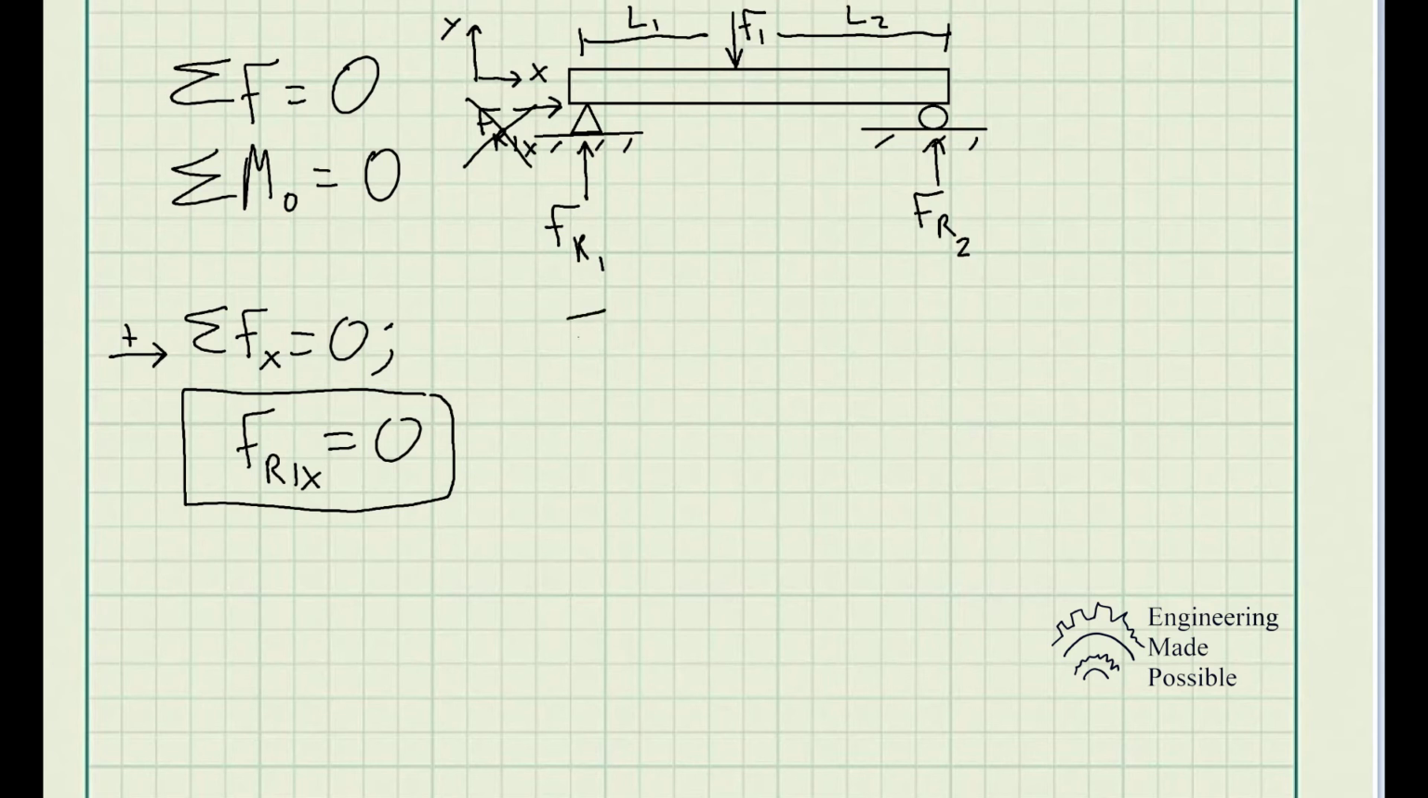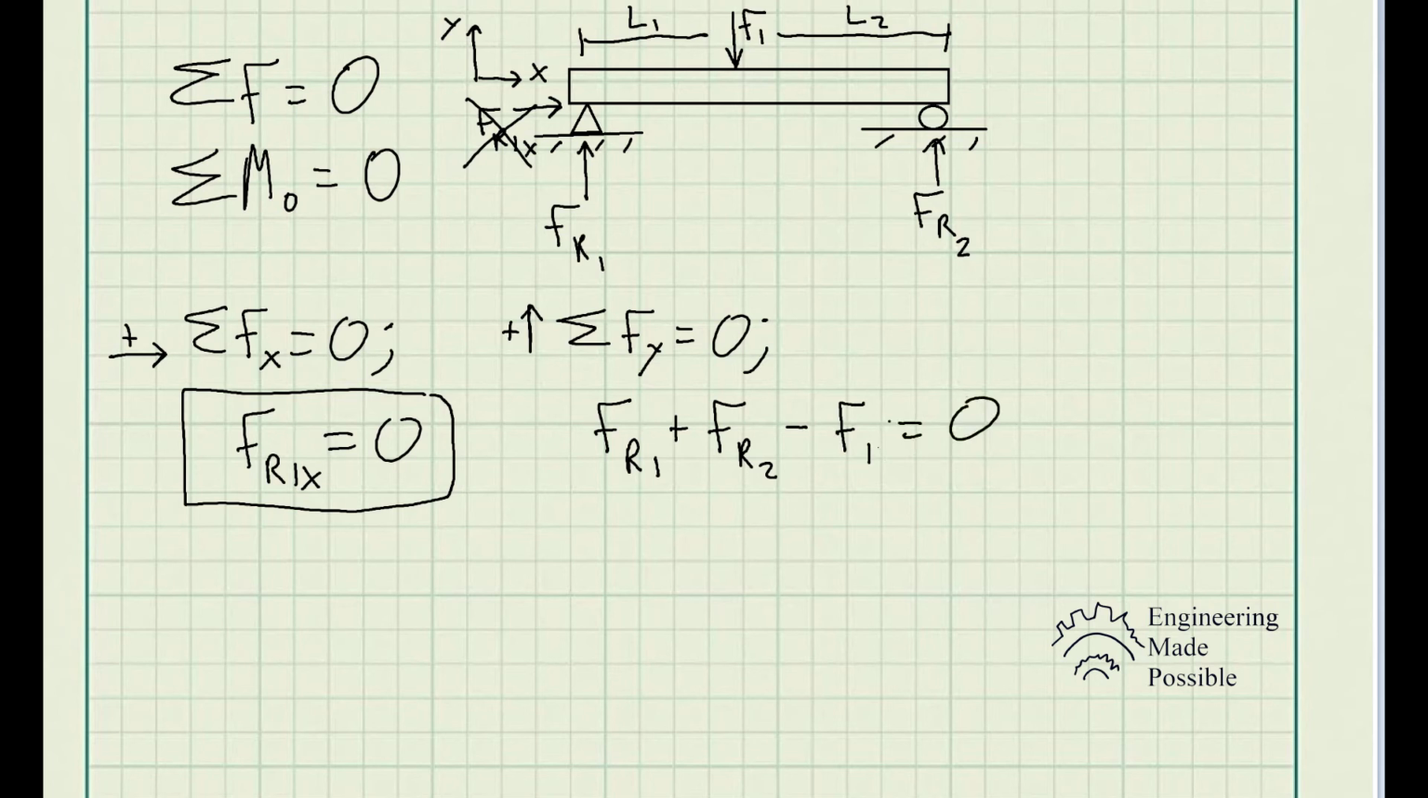Now let's go ahead and do the summation of forces along the y direction is equal to 0. And let's say up is positive in this case. So we have the reactionary force 1 is in the positive direction, so it's positive. Plus the second reactionary force R2. It's also positive because it's upward. In this case, F1 is going downward, so it's negative. So take away F1, and this is all equal to 0. So we have FR1 plus FR2 take away F1 is equal to 0.